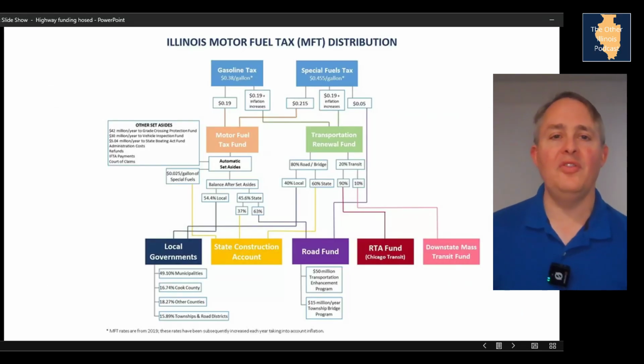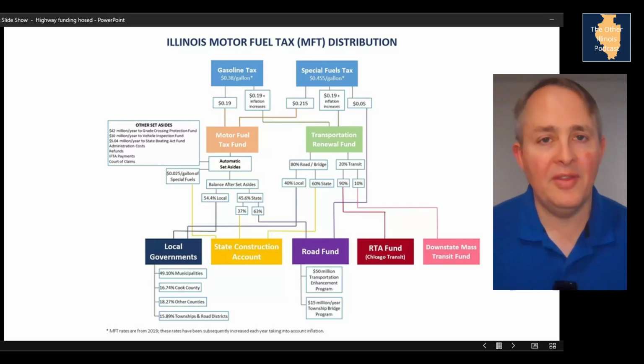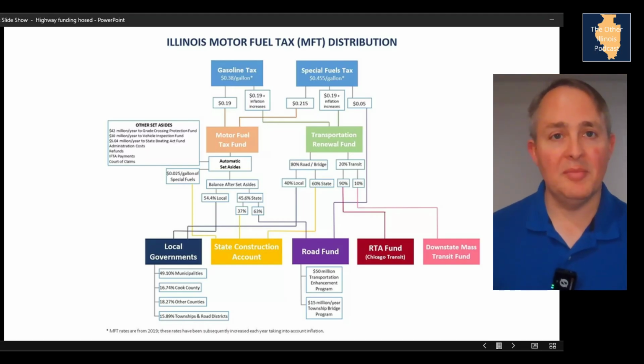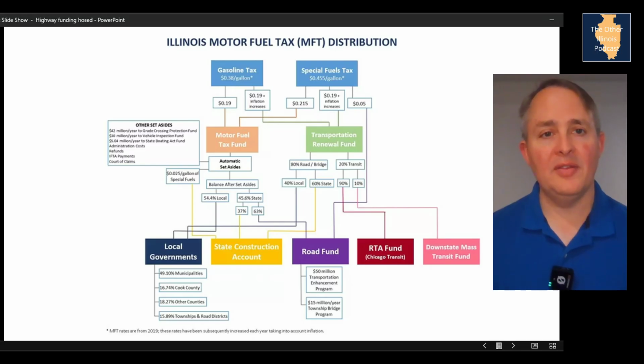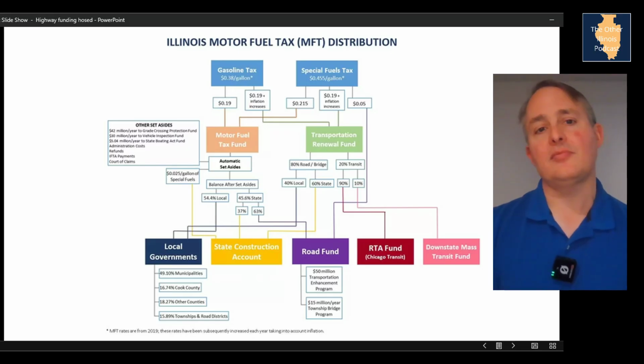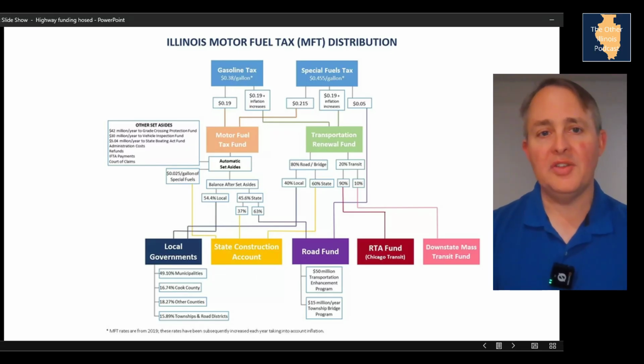And then, so this is a pretty complex map, and I actually want to talk about this right now to discuss the things that were going to be shifted and why they're going to be shifted. So this was generated out of the 2019 General Assembly as to how to split up the fuel taxes. You've got the motor fuel tax fund, which is basically the direct taxes on gasoline. And those basically either go to help pay administration costs for IDOT and things like that. After all those set-asides are taken out, 54% of that money goes to local governments, with the remainder going into the state construction account.